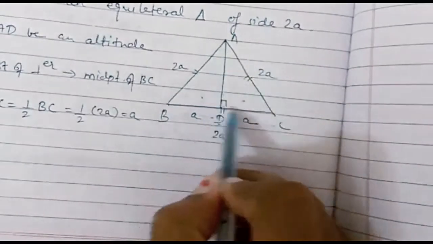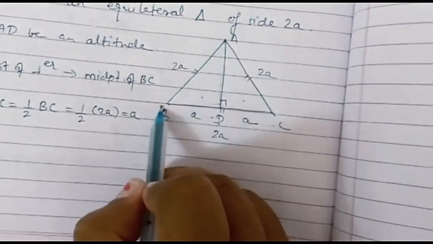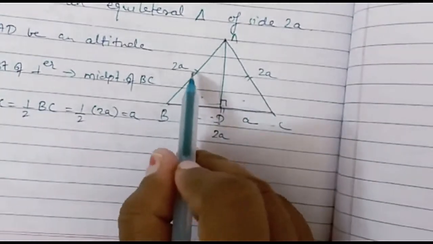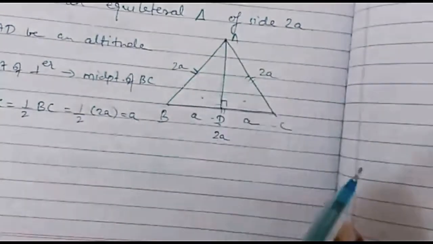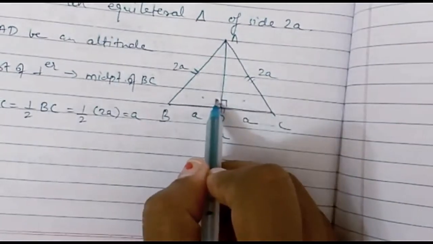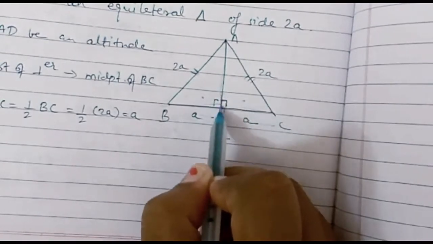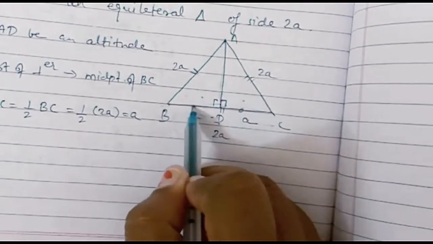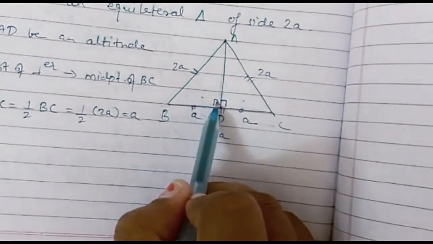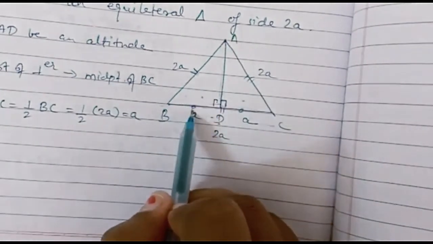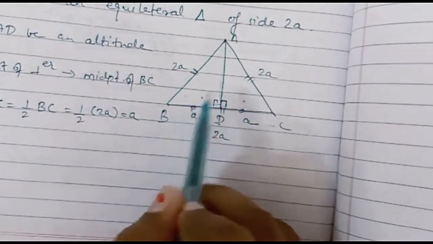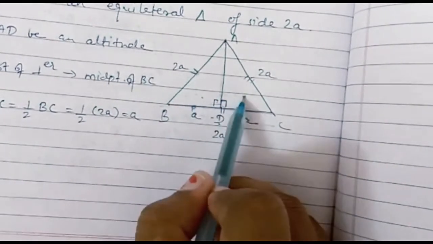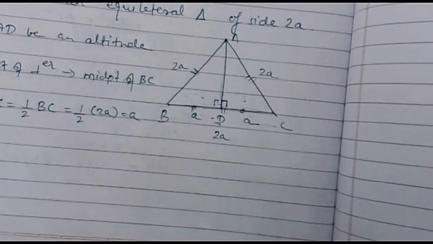Let us compare ADC with ADB. Now let us do it orally. First of all, AB and AC are equal. First side. These 2 angles, angle ADC and angle ADB, are right angles. As well as BD is equal to DC. Means one right angle, one hypotenuse and one side. So by RHS congruence we can say that these 2 triangles are congruent triangles. Let us write that much.